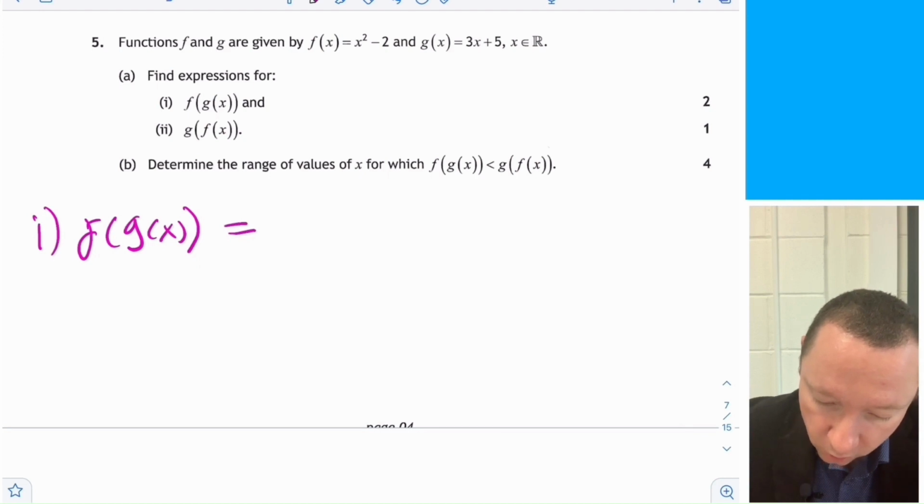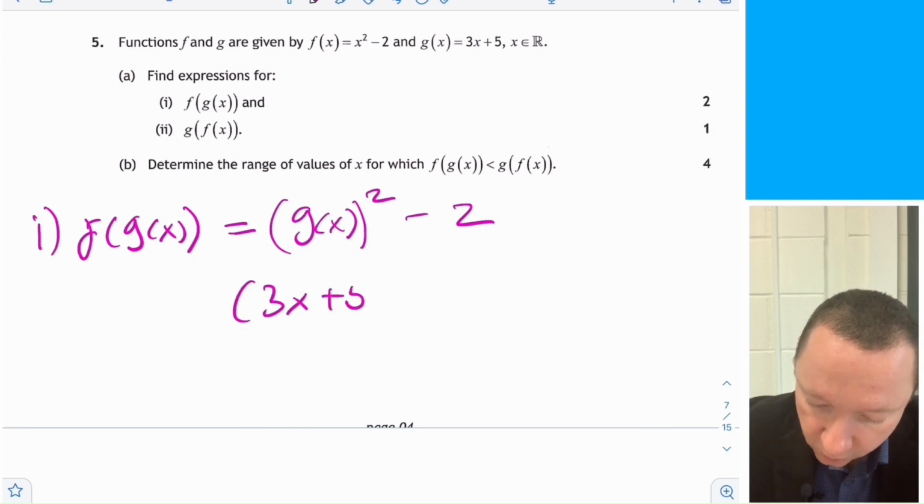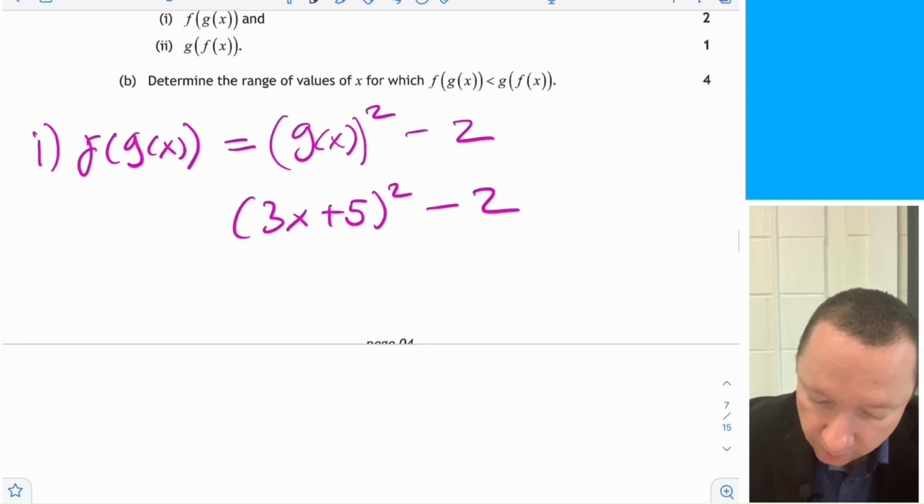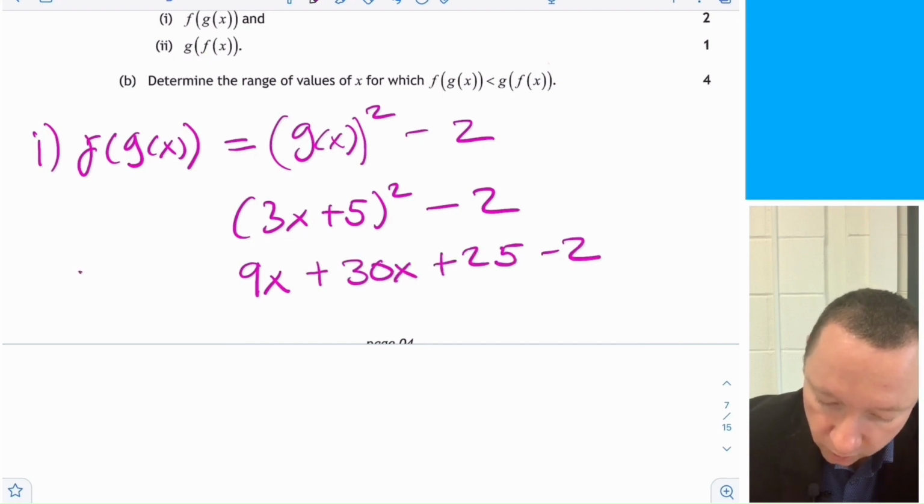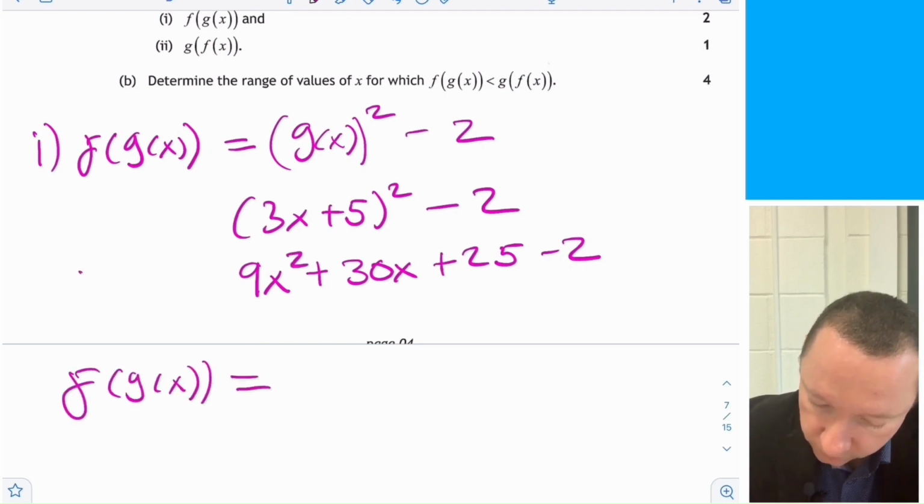equals, so we've got f of x is x squared minus 2, so we've got g of x squared minus 2, and g of x is 3x plus 5. 3x plus 5 all squared, take away 2. 3 3s are 9x squared, 3 5s is 15, times 2 is 30x. 5 5s is 25, minus 2. So f of g of x equals 9x squared plus 30x plus 23.